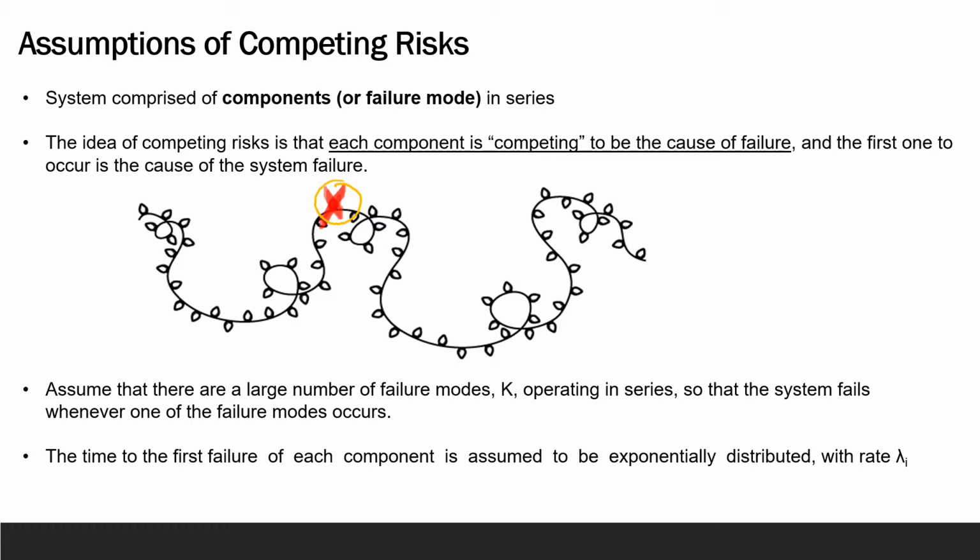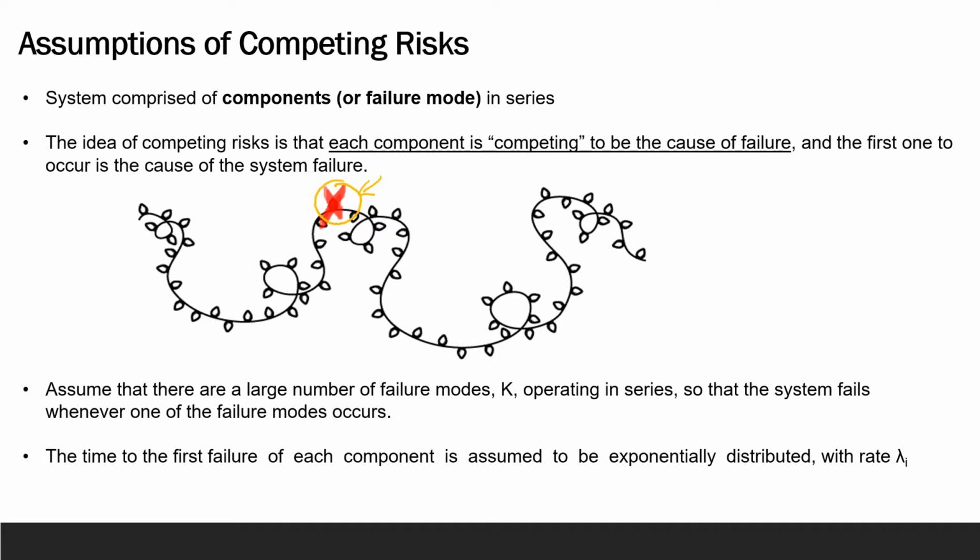The idea of competing risks is that each component, or light bulb in this case, is competing to be the cause of failure, and the first one to occur is the cause of the system failure. So this light bulb was the cause of system failure for this string of lights.